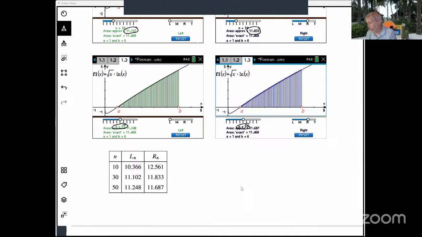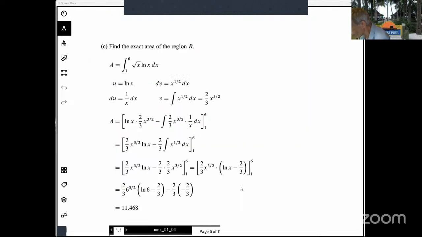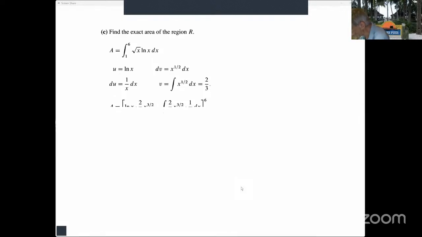So there's the left and the right Riemann sum for n equal to 10, 30, and 50. And again, I think it would be a good exercise for students to write their own function to determine these values. Okay? All right, well, let's see if we can find the exact area of this region R.